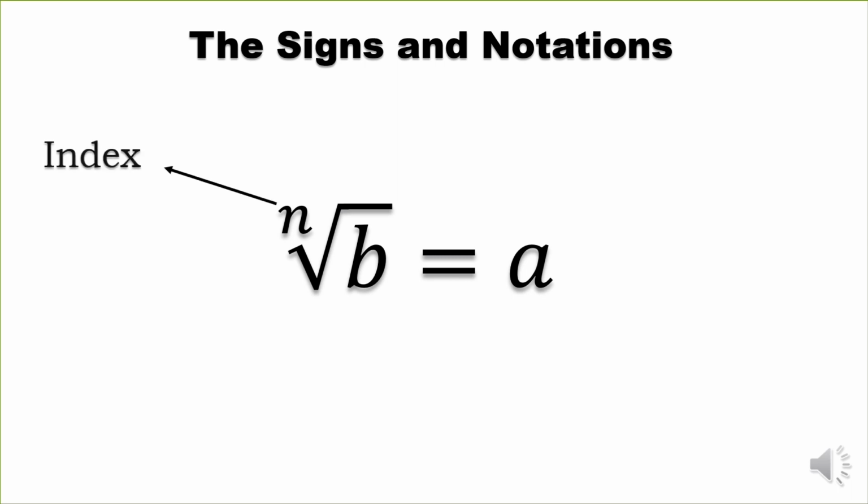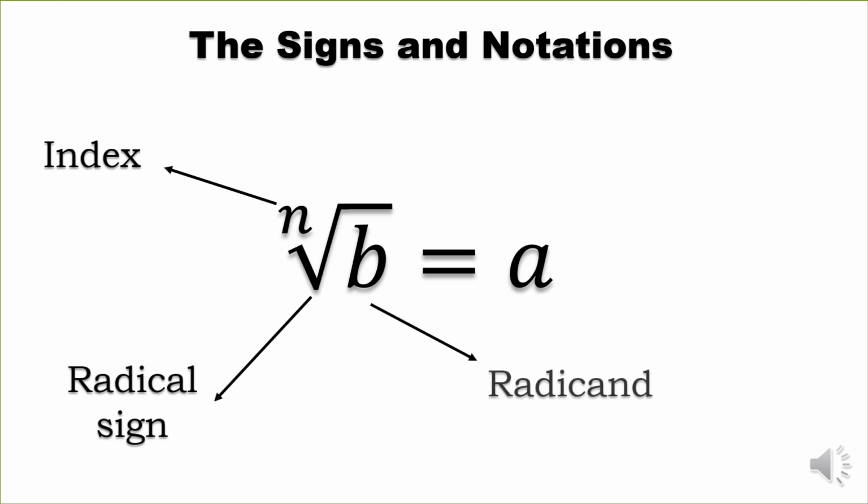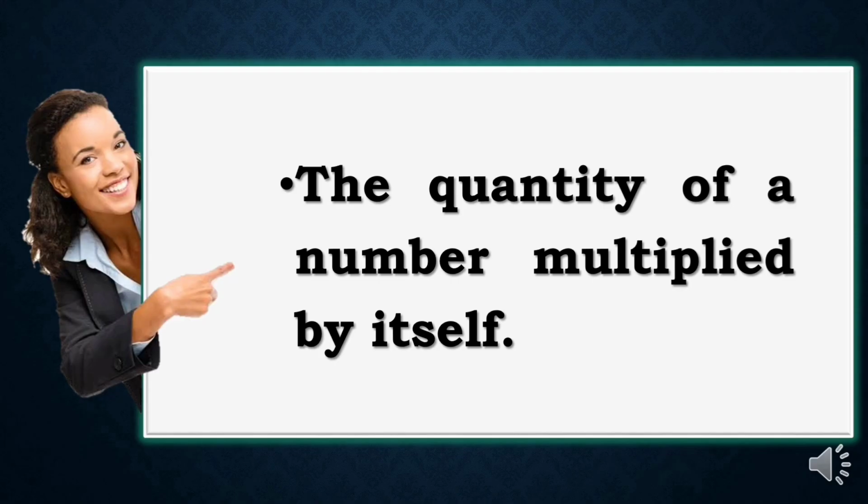So here is what we call the index. This one is what we call the radical sign. Here is the radicand. And here is the principal root. So in the signs and notations, you already have the idea of what the principal root is. But now we have to talk first about the quantity of a number multiplied by itself.